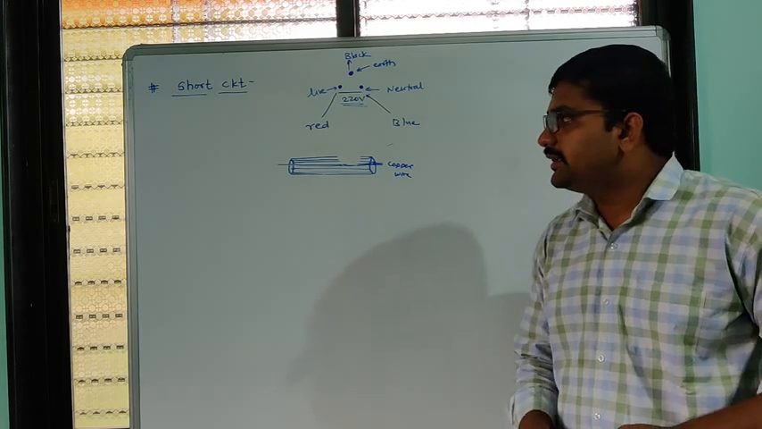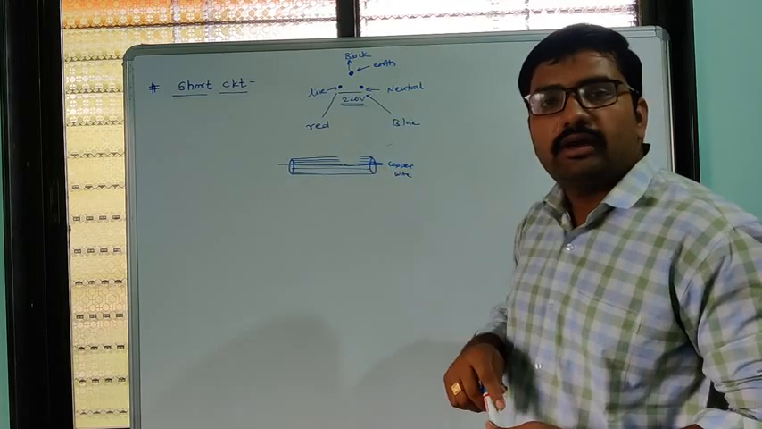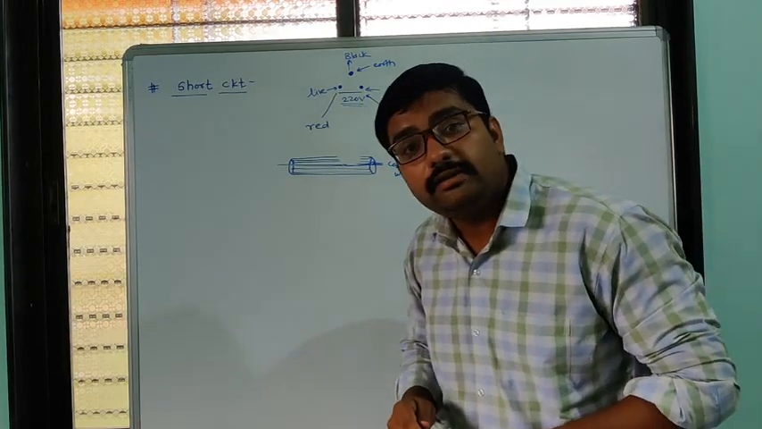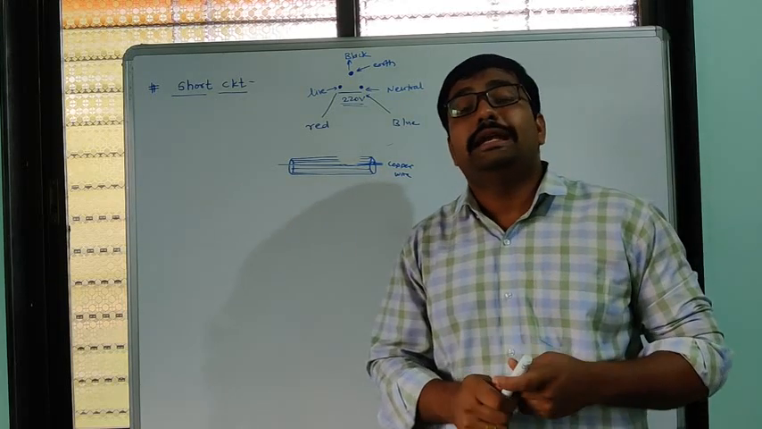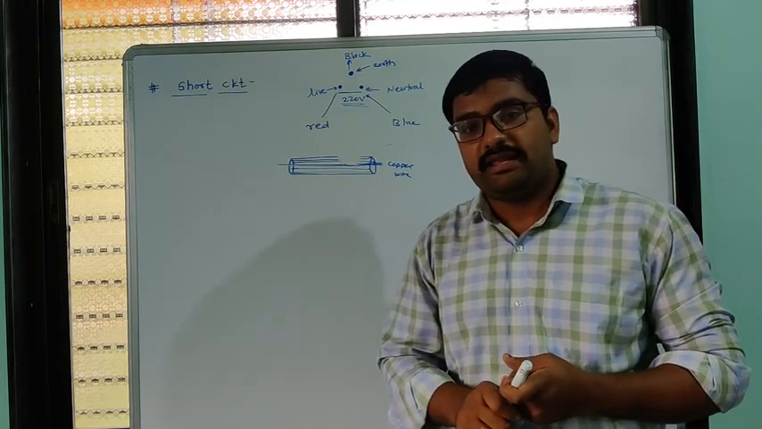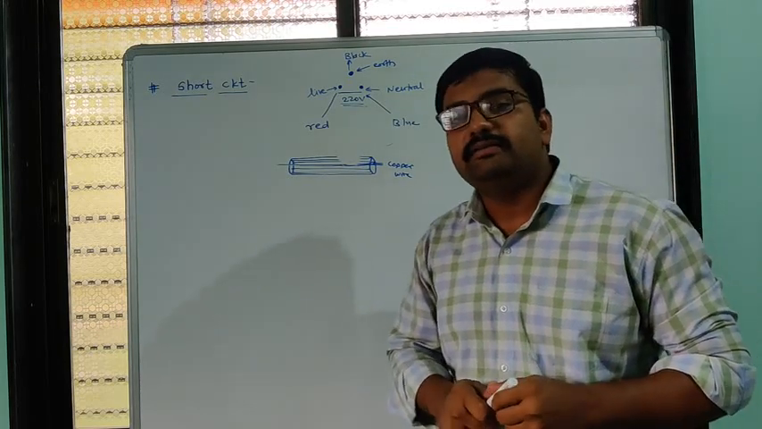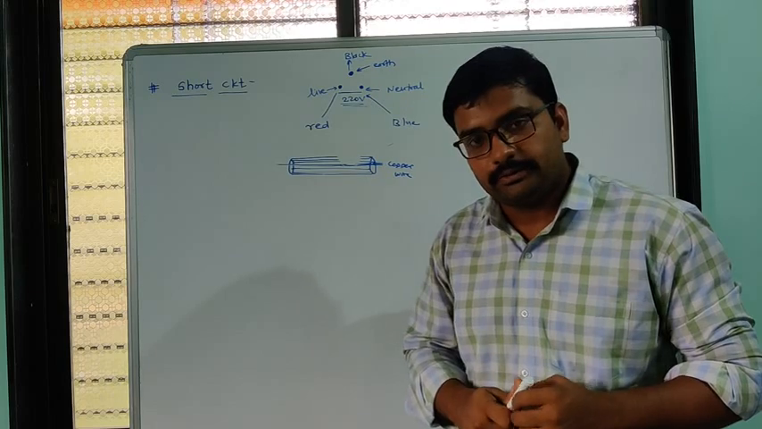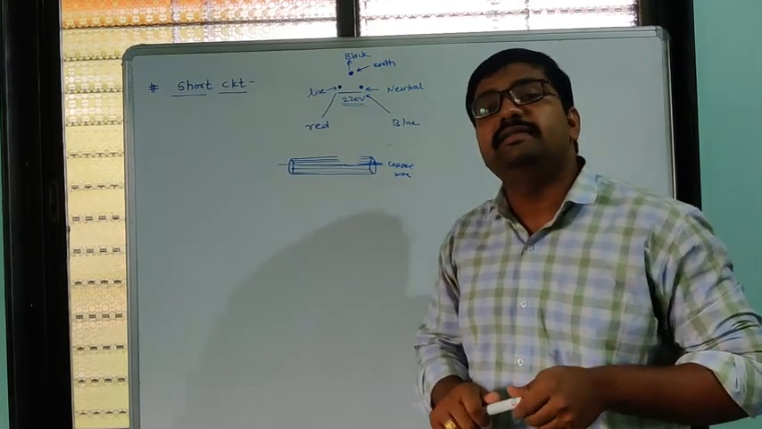So in a short circuit, we know that due to the connection between the live and neutral wires, a large current flows through the circuit, and if a large current flows through the circuit, it may damage the electrical appliances. So for that we have to use one safety device, that is the fuse wire, which we already heard about. The fuse wire we already studied in 9th standard.